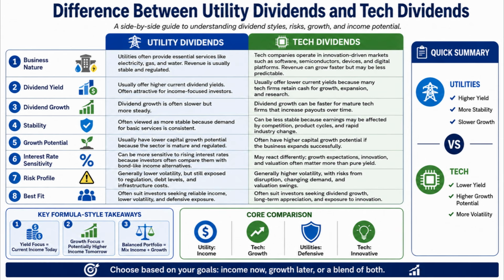Furthermore, dividend growth can be different between the two sectors. Utility dividend growth is often slower but more consistent. A utility company may increase its dividend gradually as regulated earnings and customer demand rise over time. These increases may not be dramatic, but they can provide a more predictable income pattern. In contrast, mature technology companies may be able to increase their dividends at a faster rate. When earnings and free cash flow grow strongly, a tech company may raise its payout by a larger percentage.